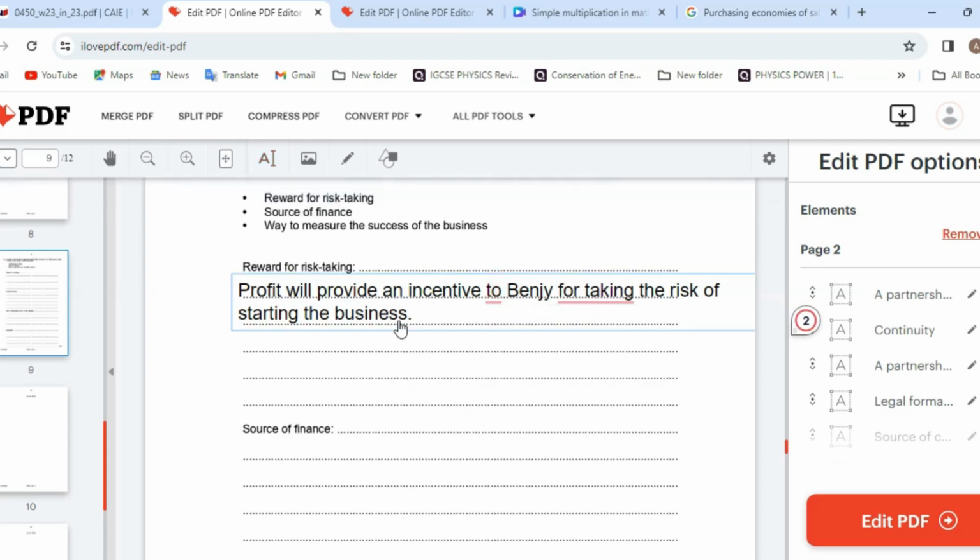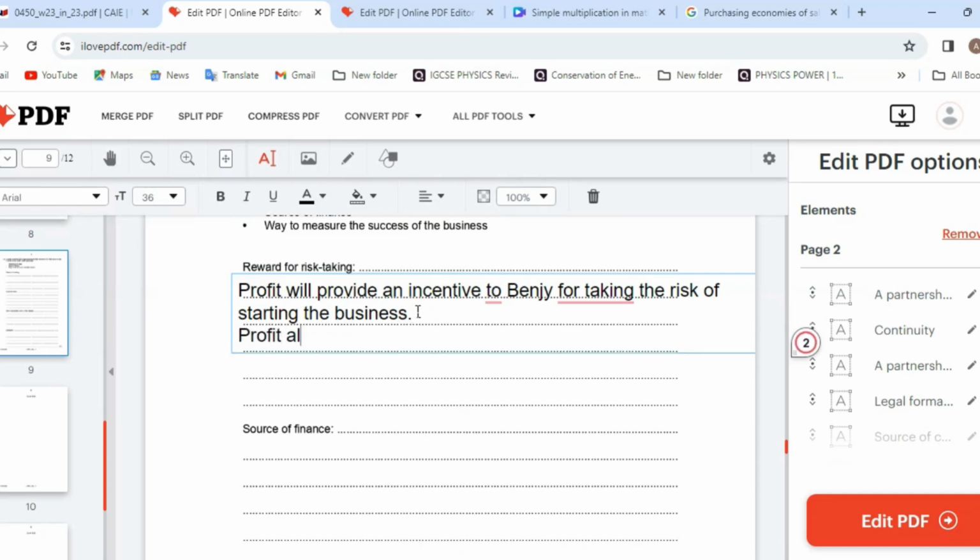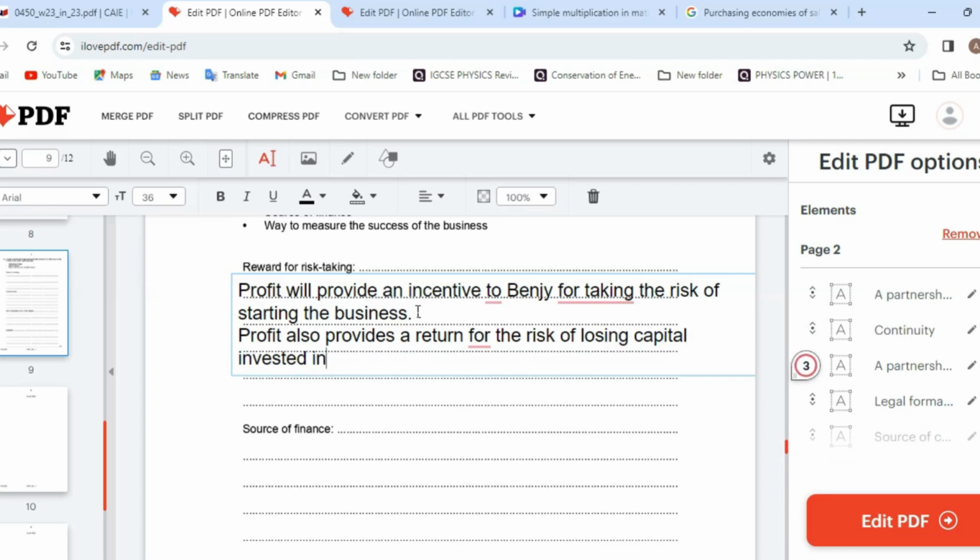Okay. Profit also provides a return for the risk of doing what? Of losing the capital invested in the business. Profit also provides a return for the risk of losing capital invested in the business, in the house building. Another one is what? As profit serves as a reward for risk taking, potential investors will judge whether the profit is sufficient to be worth risking their capital.